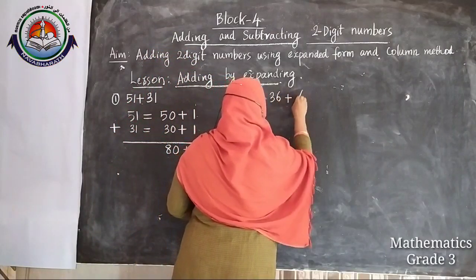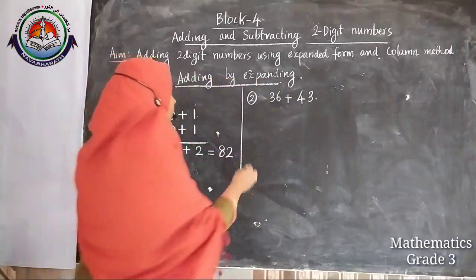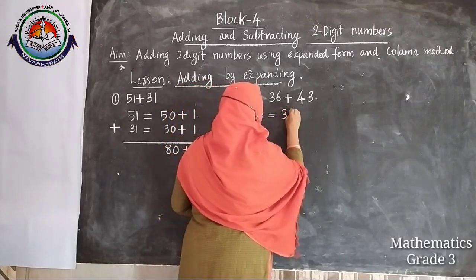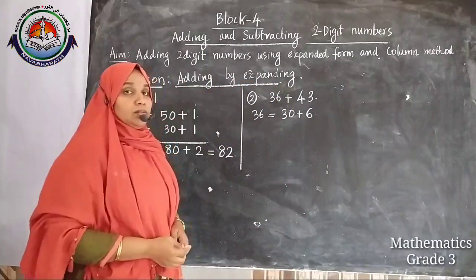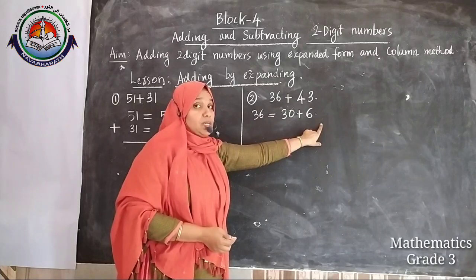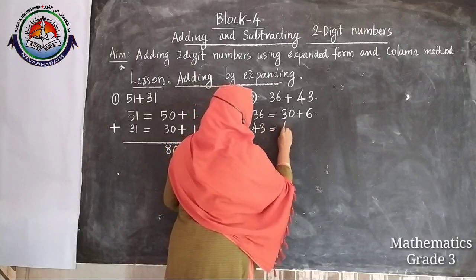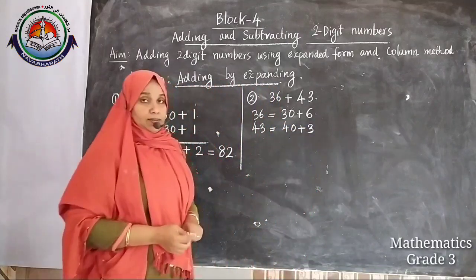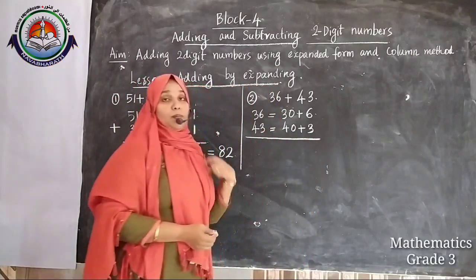36 plus 43. How to write 36? It is equal to 30 plus 6. 36 is 30 plus 6. That is the expanded form of 36. Then 43, how to write? It is 40 plus 3. Then we are going to add these two numbers.